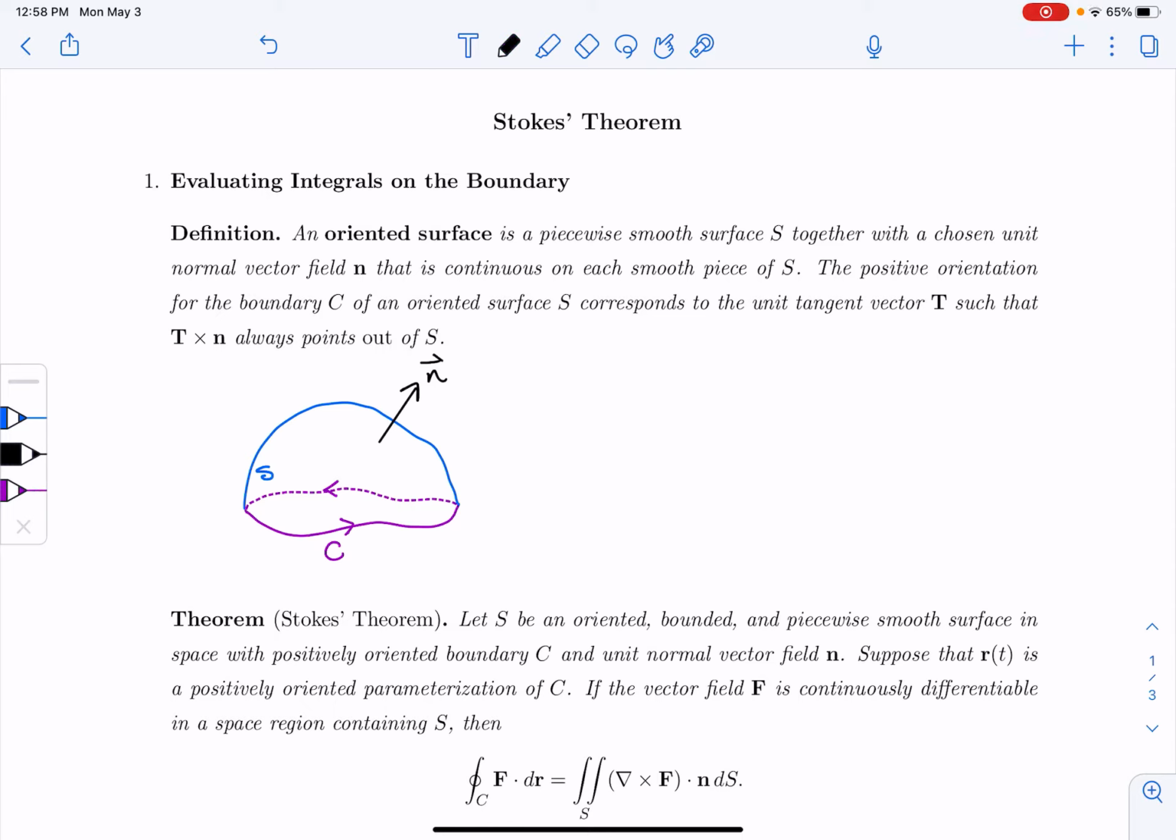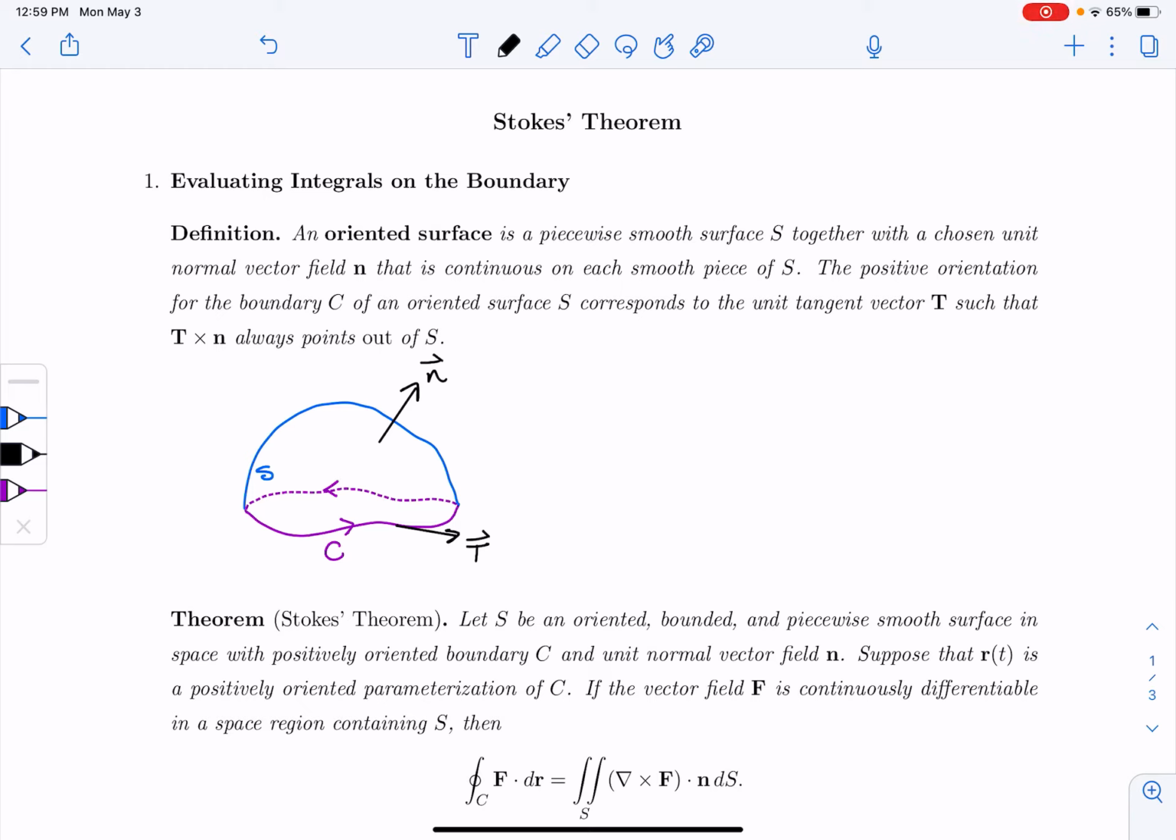And the positive orientation corresponds to the unit tangent vectors. So I'm going to draw a unit tangent vector T, such that T cross N always points out of the surface S. So if you look at T and N in this case, you can use the right-hand rule, and you can see that that's always going to point out of the surface S. So what I've drawn here is going to be a positively oriented surface. And this is the picture that you should use when we're looking at Stokes' theorem.